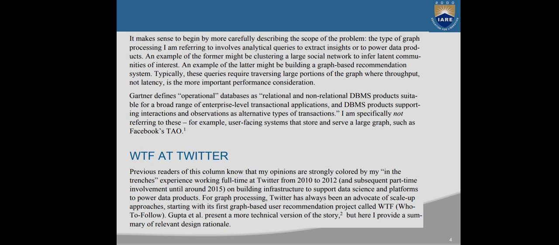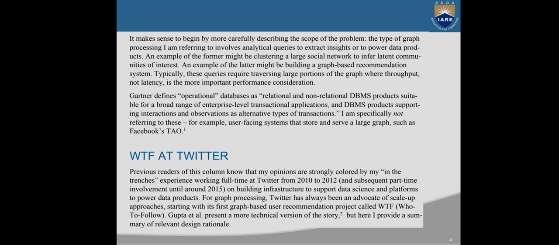The type of graph processing I am referring to involves analytical queries to extract insights or to power data products. An example of the former might be clustering a large social network to infer latent communities of interest. An example of the latter might be building a graph based recommendation system. Typically, these queries require traversing a large portion of the graph, where throughput, not latency, is the more important performance consideration.